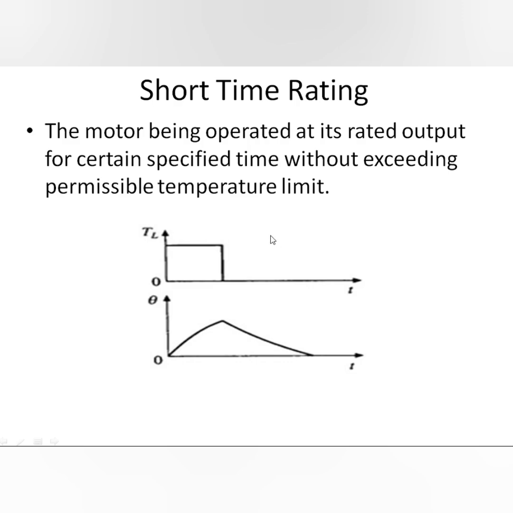So the motor is used for very short period of time. This period could be 1 hour, 2 hour, without the rise in the temperature above its permissible limit. And we know that this permissible limit is decided by the class of insulation. So the rating of the motor thus in that case will be known as the short time rating.